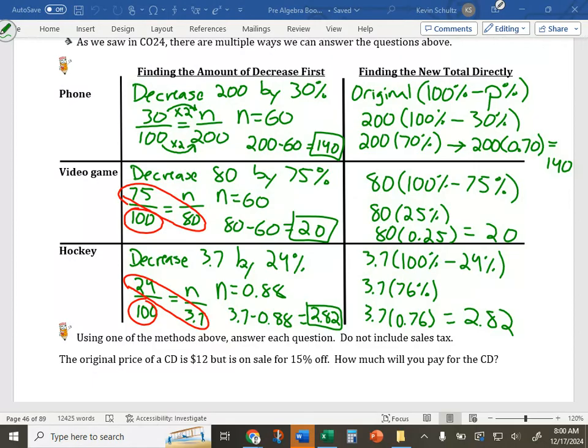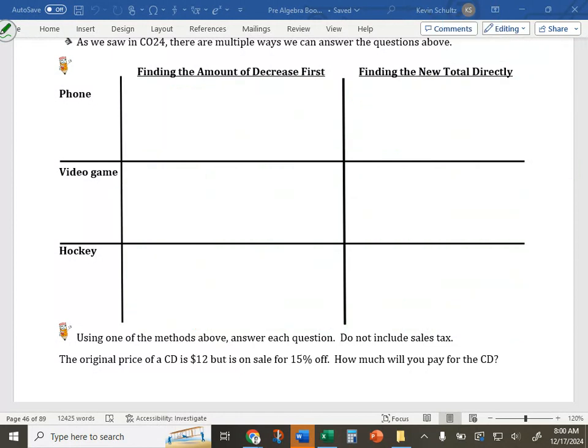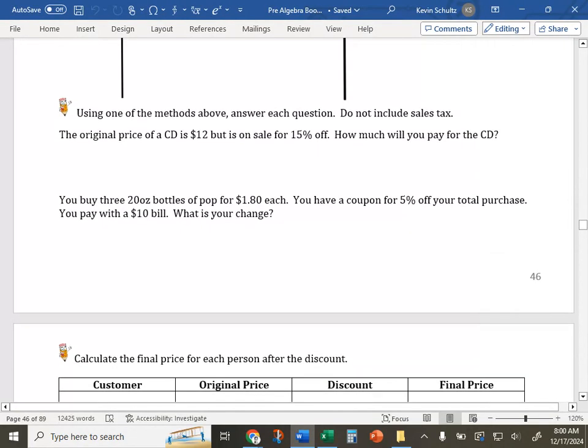All right. So you have about a half hour to work on some practice with this stuff on CO25. You can use either method that you want to. Answer each question here. Don't worry about tax, okay? The original price of the CD is $12, but it's on sale for 15% off. Very similar to the video game question, right? Setup's the same. You have an original price. There's a discount, okay? How much will you pay for the CD?